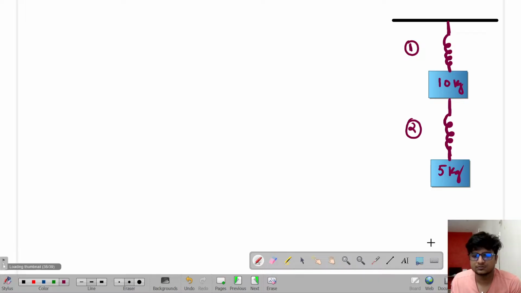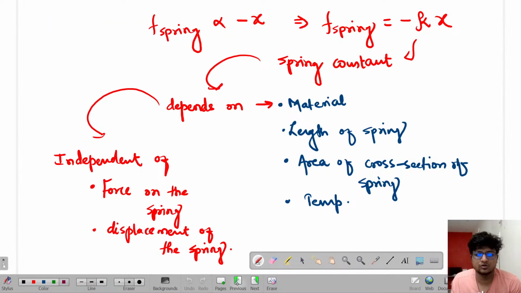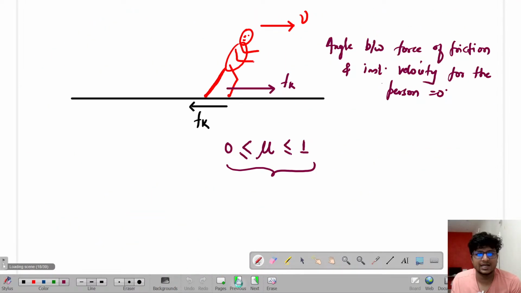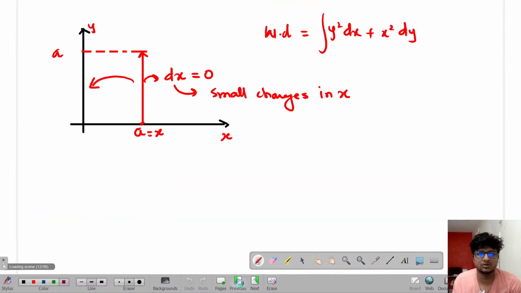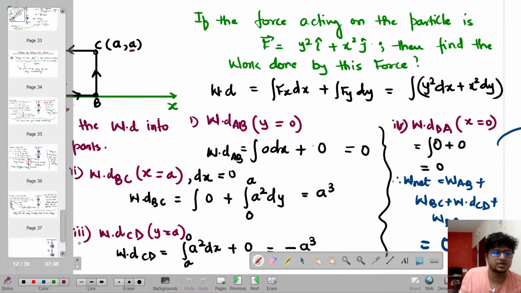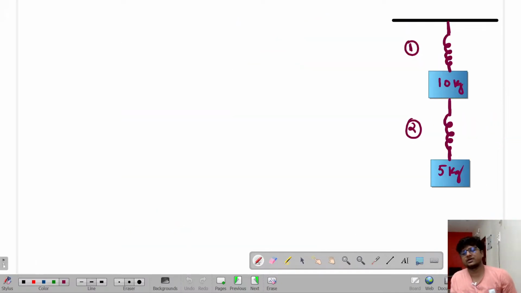Is that clear? Tomorrow again we are going to meet. We'll try to solve 1 or 2 more questions on spring forces and the nature of spring forces. And as we have seen different work energy problems, tomorrow I'll introduce work done by spring forces and work done by gravity, and then we'll go into the depth of different work energy power problems. Is that clear or not clear? Okay.